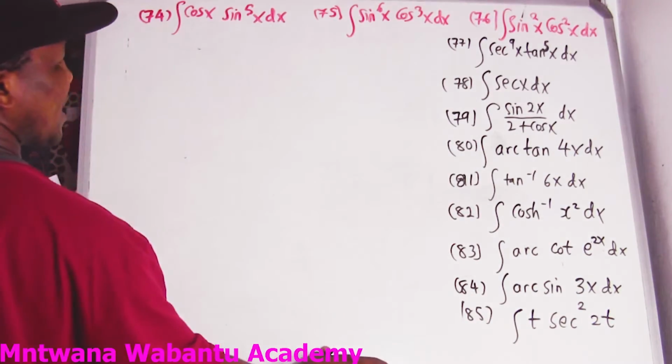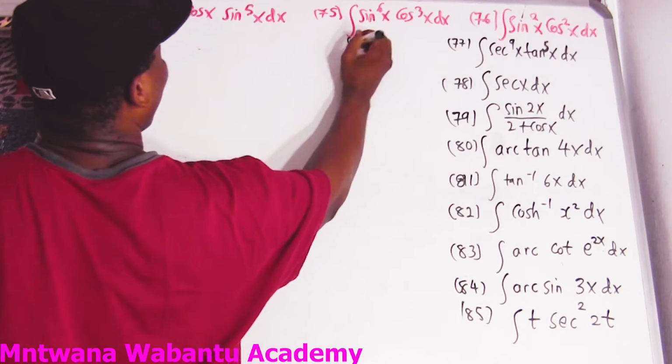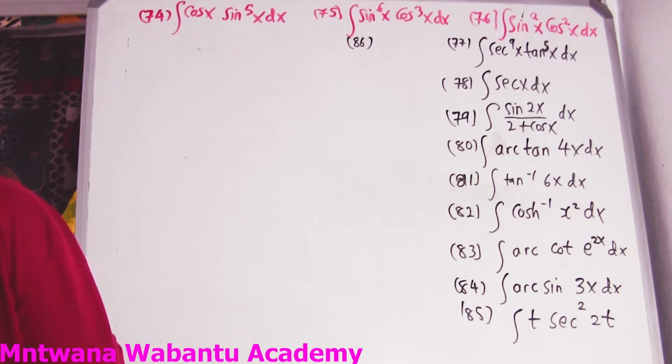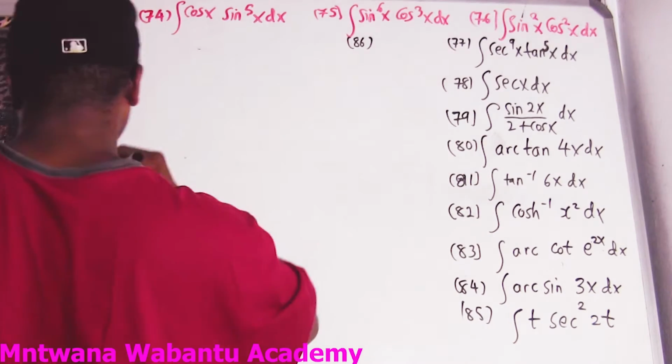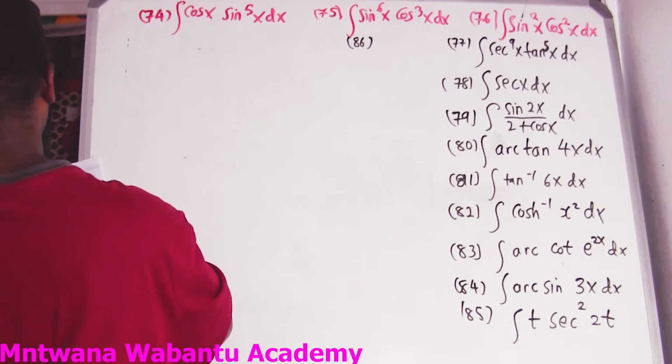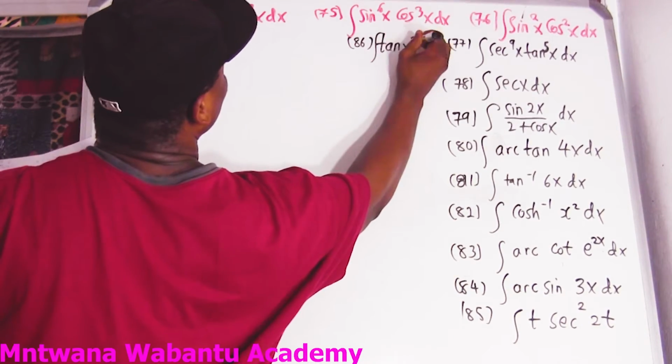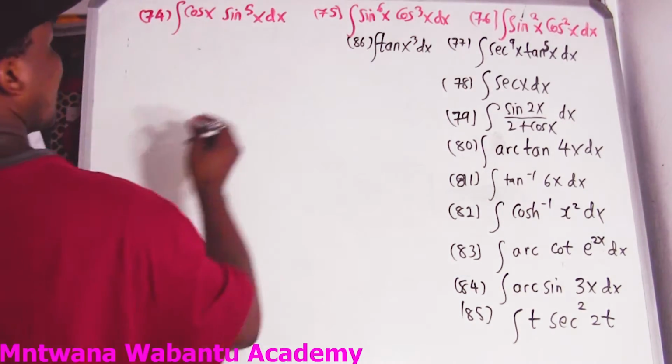Actually, right here, the space might not be enough. Let me just write 86 here. Okay, 86, integral of tan x cubed dx. Okay, 87.